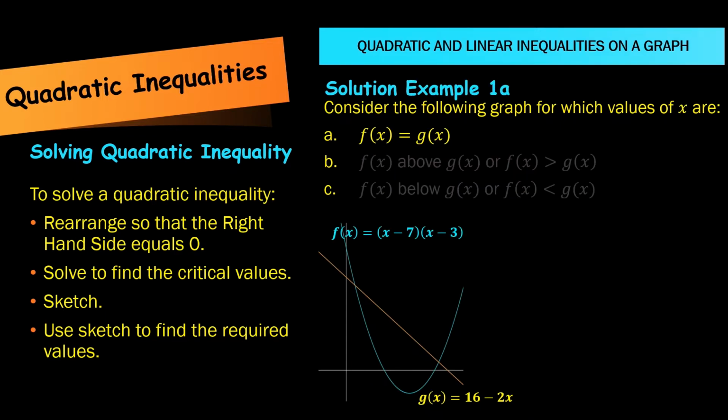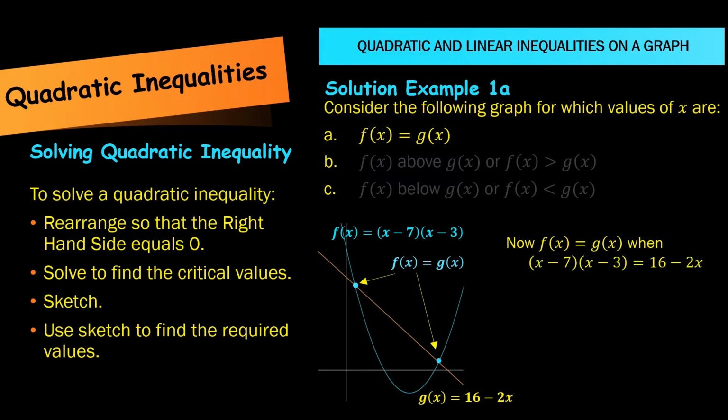So let's solve example 1a first. Consider the following graph for which the values of x are f of x equals g of x. Let's have a look at the graph on our screen. This is where f of x equals g of x. So, if we try and solve this, we have x minus 7 times x minus 3, which is f of x, is equal to 16 minus 2x, which is g of x.